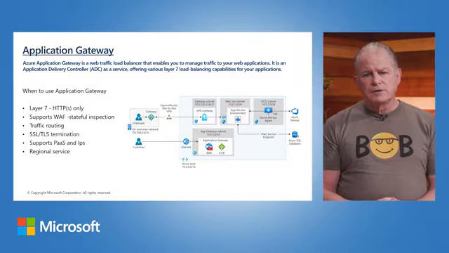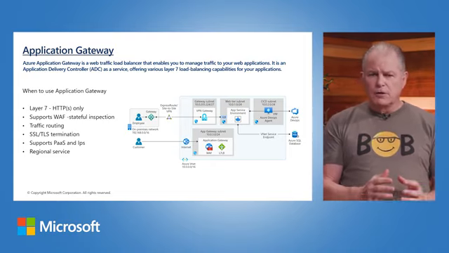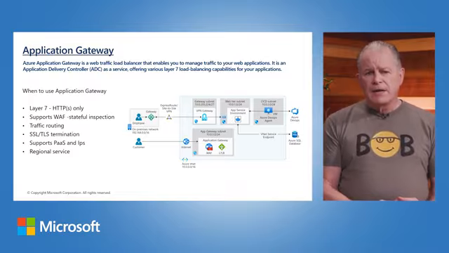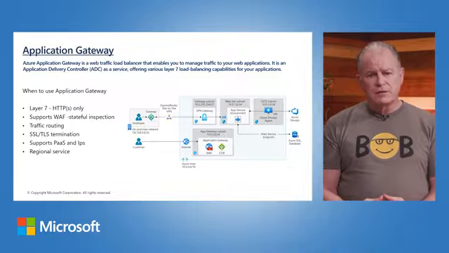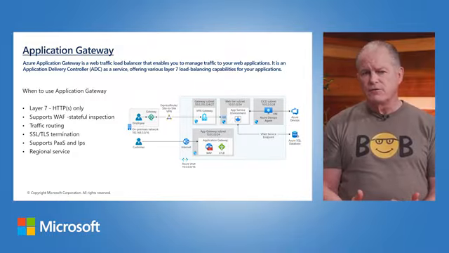Another type of load balancer is a feature called an application gateway. An app gateway is a regionally based unit, very much like a load balancer. Load balancers are deployed within a specific region. An app gateway is another regionally based feature, but it is not just a layer 4 load balancer, it's a layer 7 load balancer. So it can do a whole series of other features.